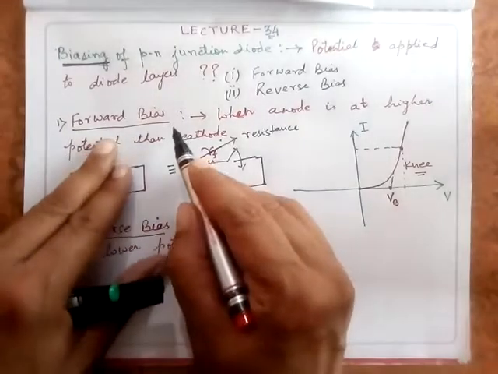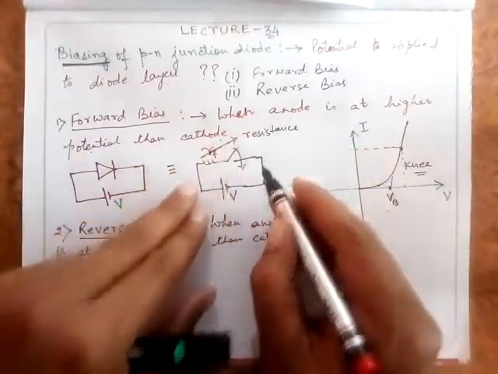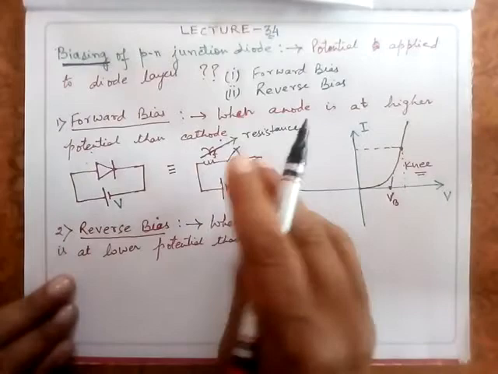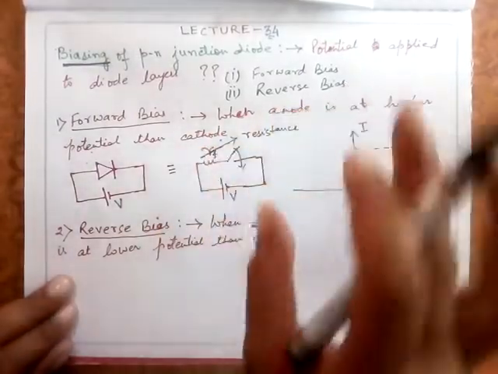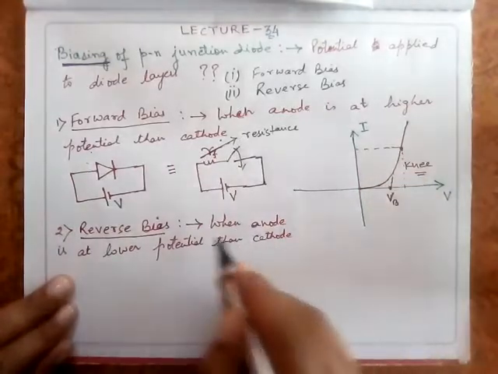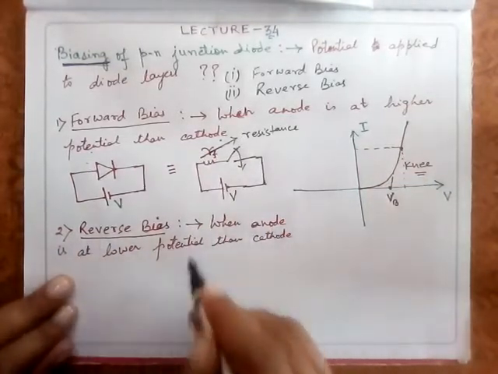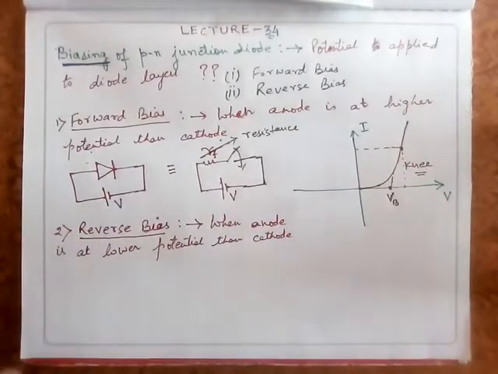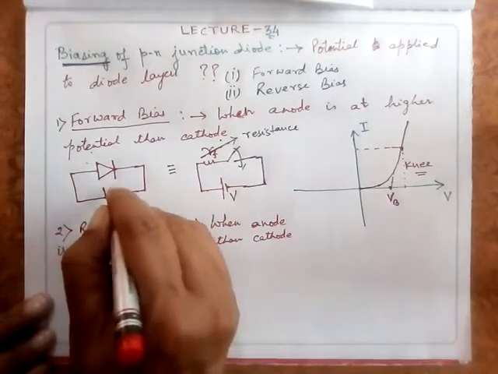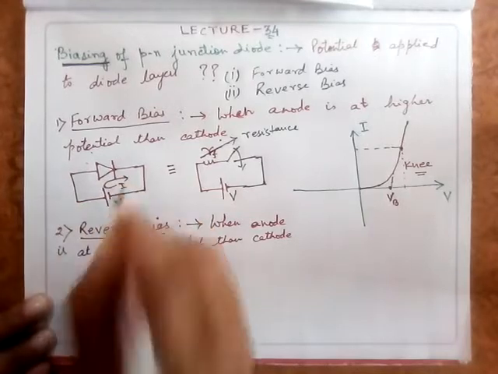Now under forward bias, it acts as a closed switch. Of course, if it has some forward resistance, that will be there. Ideally, we assume that there is no forward resistance also. So now let's come to reverse bias. When anode is at lower potential as compared to cathode, what do I mean by this? That is, here I say that the current flowing is I.